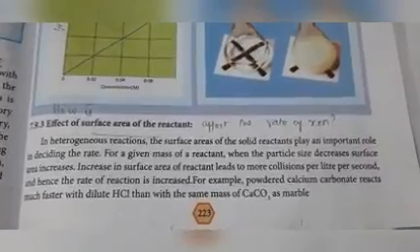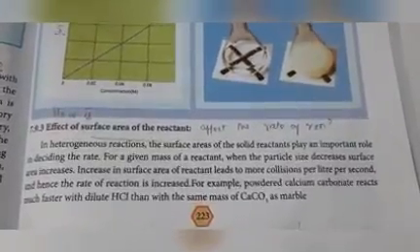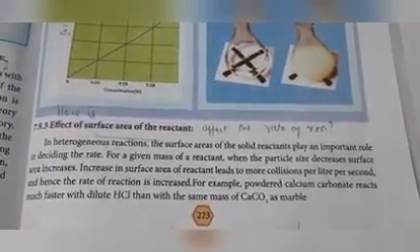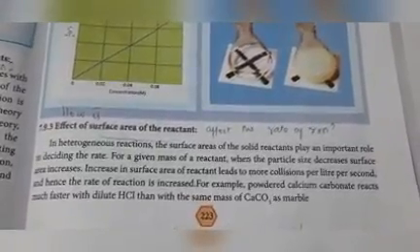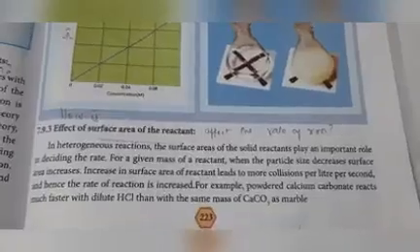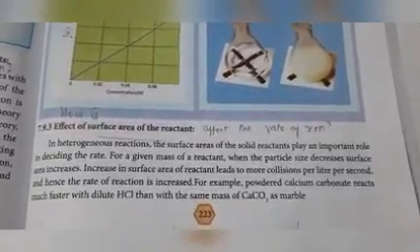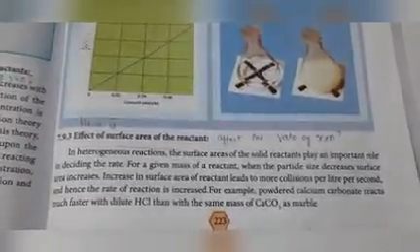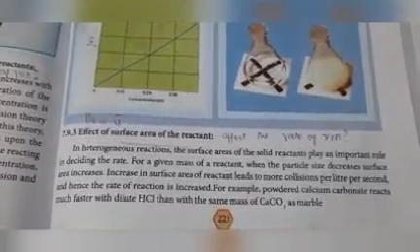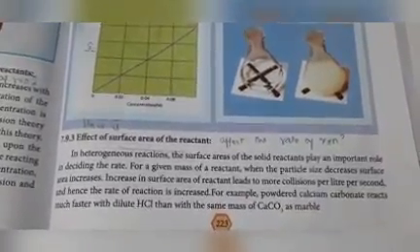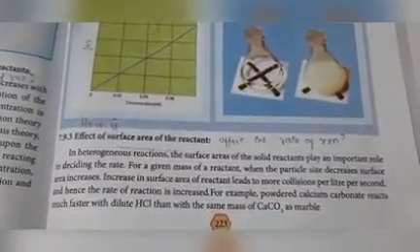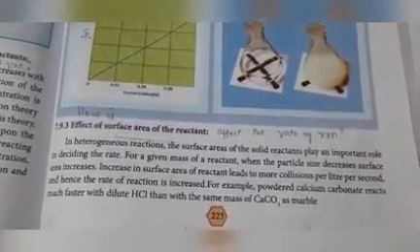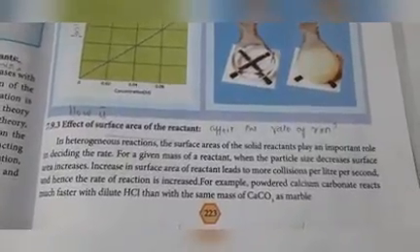Increase in surface area of the reactant leads to more collisions per liter per second. More number of particles means more surface area, so more collisions are possible per liter per second. More collisions possible means more combining of reactants, and more product is formed. So, rate is increased. Increase in the surface area of the reactant leads to more collisions per liter per second, and hence the rate of the reaction increases.